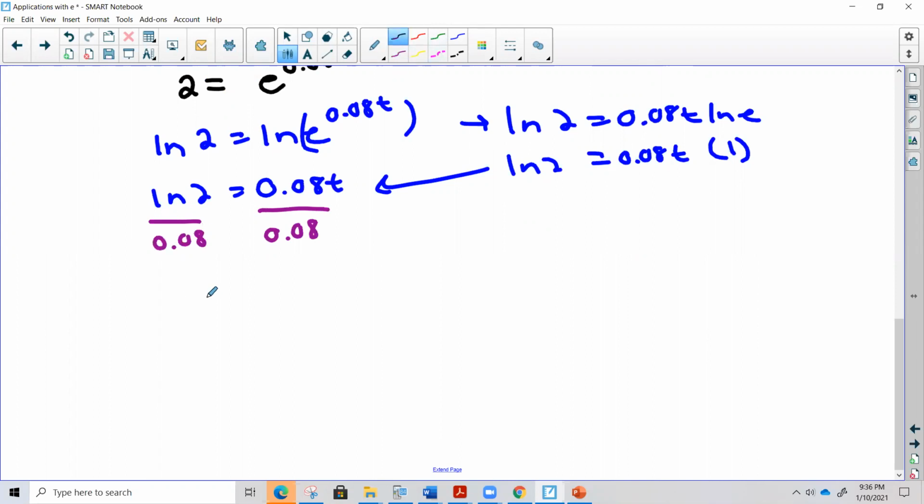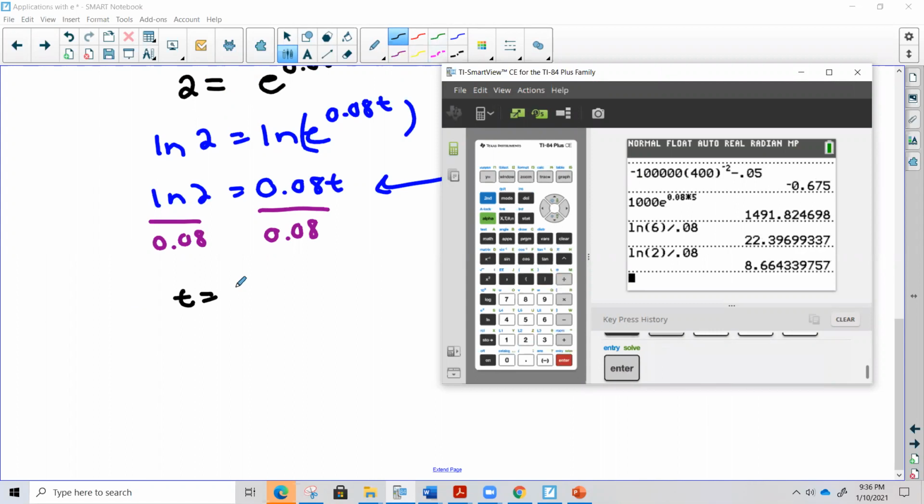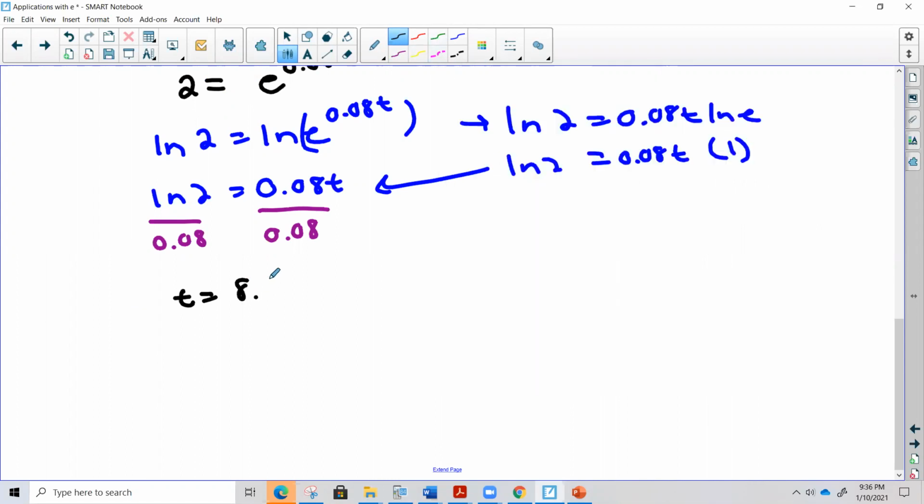And then I have t equals, and I'm going to type in my calculator, ln of 2 divided by 0.08, which gives me 8.66 years.